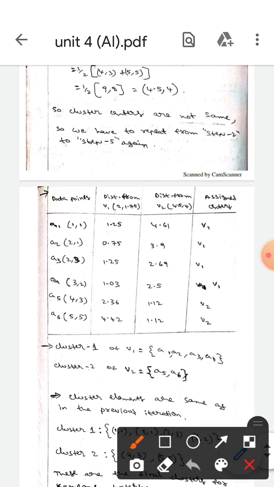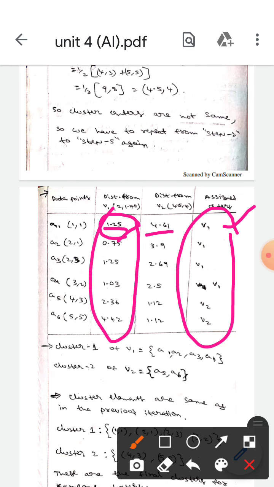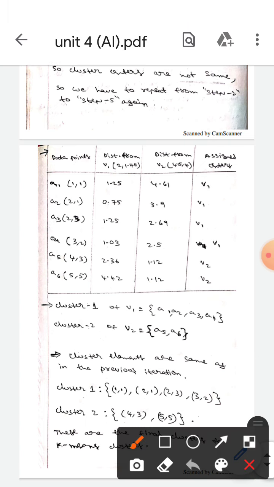Then we will check which one has minimum distance from A1. Here 1.25 is minimum, so we will write here V1. In this way we will write all of these based on these two values. Then if you observe here, we got the cluster for V1 as A1, A2, A3 and A4, whereas the cluster for V2 is A5 and A6.